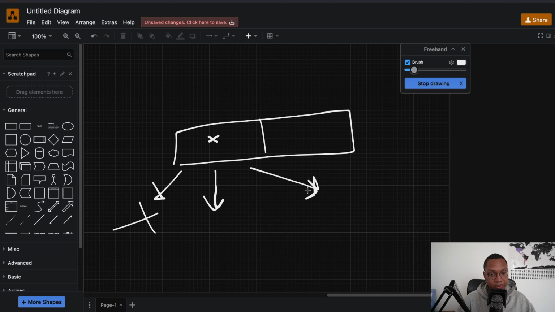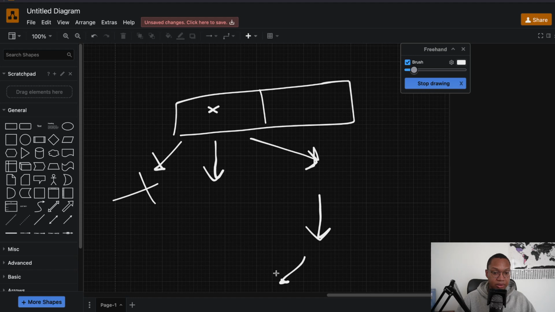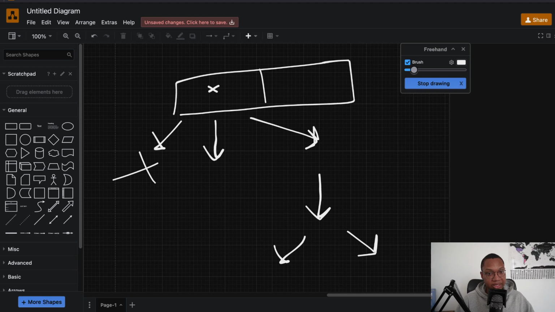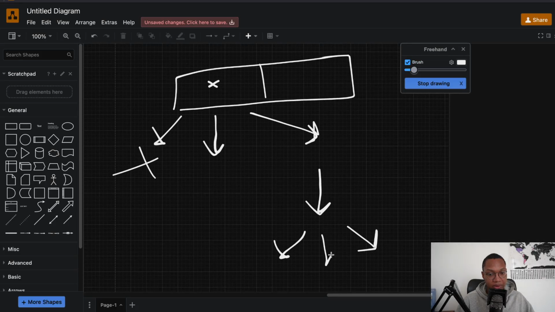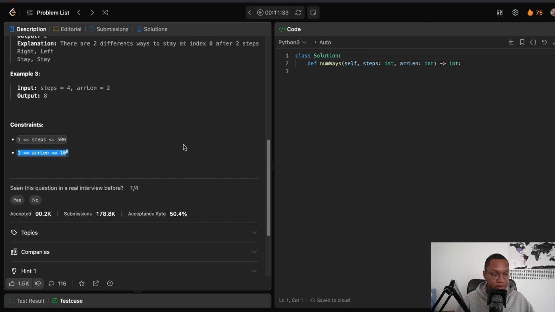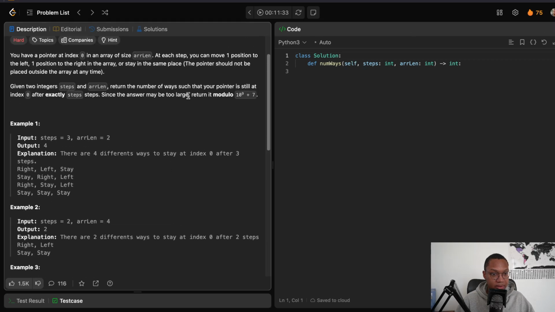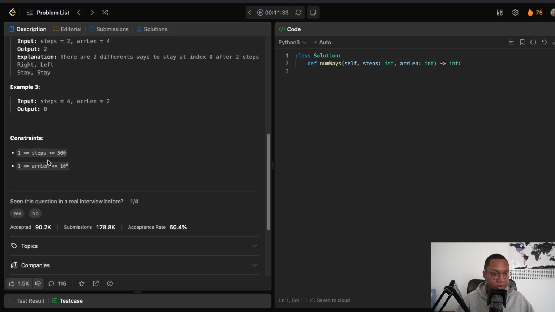And then when we go to the right, we can do the same thing where we go here, we can go here, or we can go here. I guess we could stay again too, right? Just stay. Or we go here. We only get 3 decisions. So that'd be like 3 to the power of n, but we know n is only 500, right?